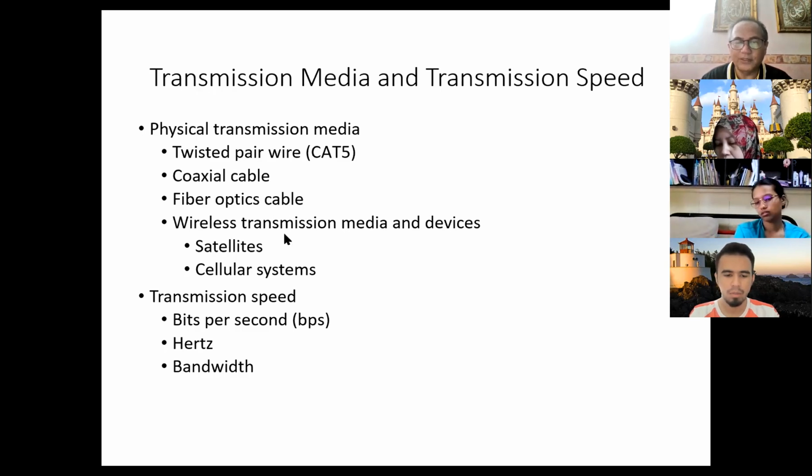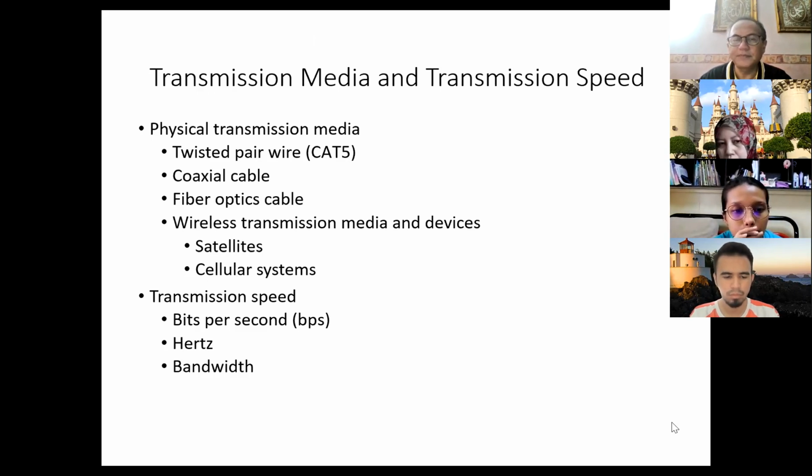Then you also have wireless transmission media. We have satellite and telephone and cellular system. Cellular systems comprise of cells. That's why it's called cellular, comprised of cells. And satellites. There are two types of satellite. Okay, let's see. We'll go satellite first.